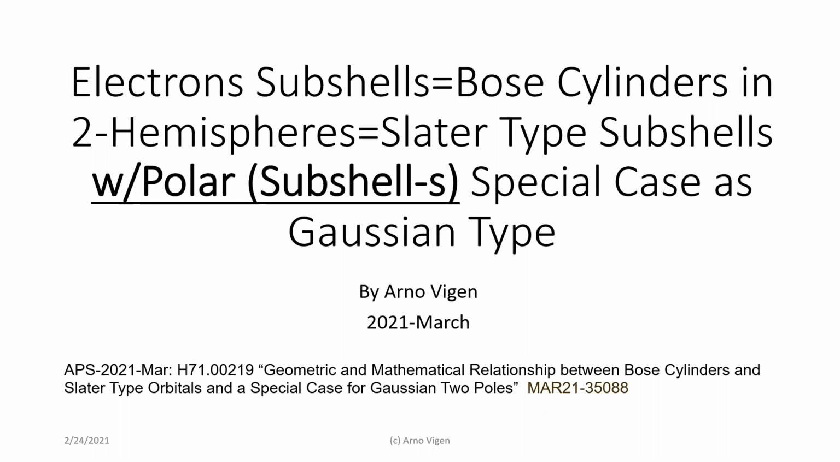This is Arno Vigan, and this is about electron subshells being equal to Bose cylinders in two hemispheres, being equal also to Slater type subshells. This is about the special case of polar subshell S as Gaussian.